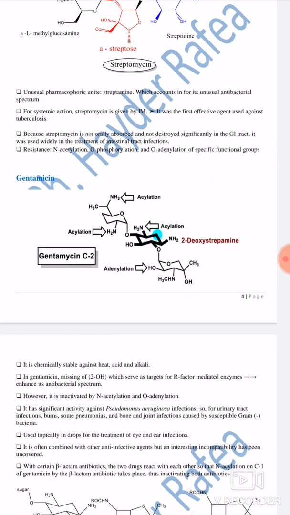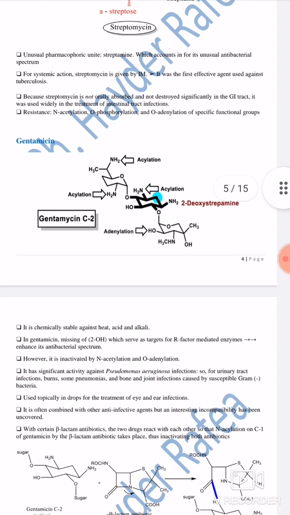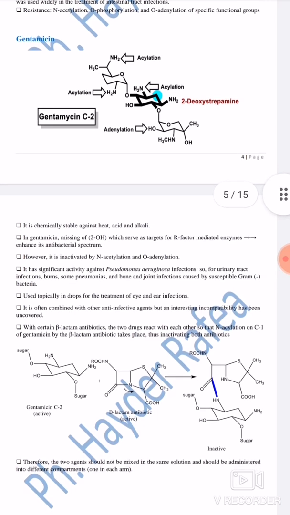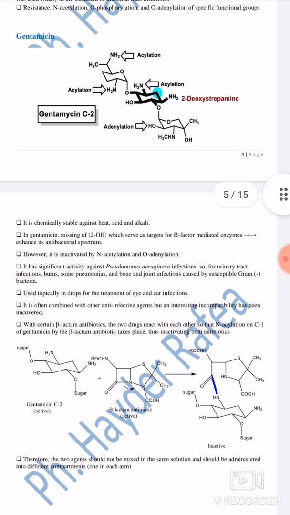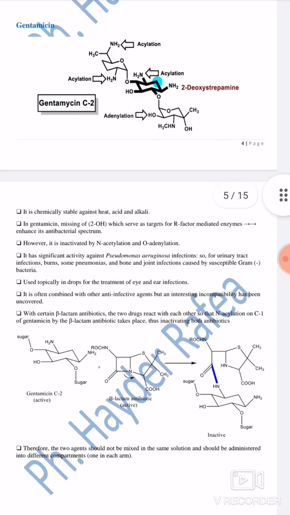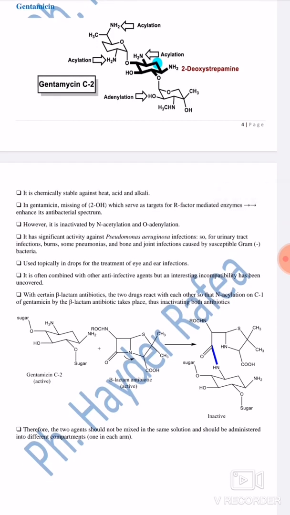Gentamicin, as we see here, the structure of gentamicin, the acylation is at carbon 2. It is chemically stable against heat, acid, and alkali. Gentamicin lacks the hydroxyl at carbon 2, which serves as a target for R factor mediated enzymes, which enhances its antibacterial spectrum. It is inactivated by N-acylation and O-adenylation. It has significant activity against Pseudomonas aeruginosa infections. So it is used for urinary tract infection, burns, some pneumonia, and bone and joint infections caused by susceptible gram-negative bacteria, and used topically in drops for treatment of eye or ear infection.